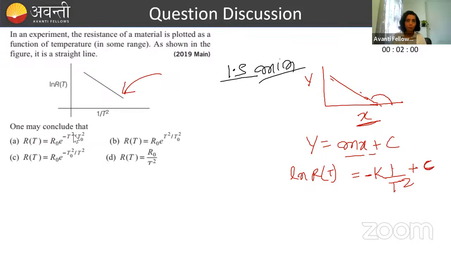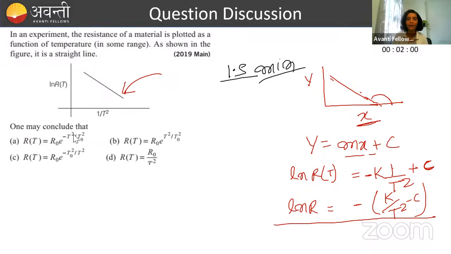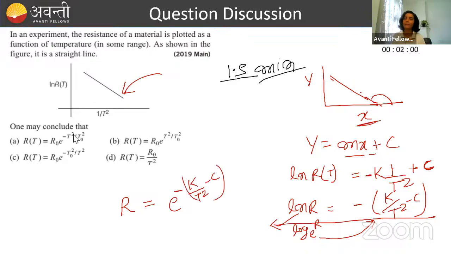Done. If you are going to solve it, how will you do this? ln R equals minus को common ले लो, k by T square minus c, you will see something like that. If you are going to write the value of R, कैसे लिखोगे? Log हटाने का क्या तरीका है? If you are removing ln from here, ln means log का base क्या है? e है, value R है. Done? Clear है? So R will be written as e to the power. e will go this side, and whatever it is here, that will go in the power. So e to the power minus k by T square minus c, something like that. Done.